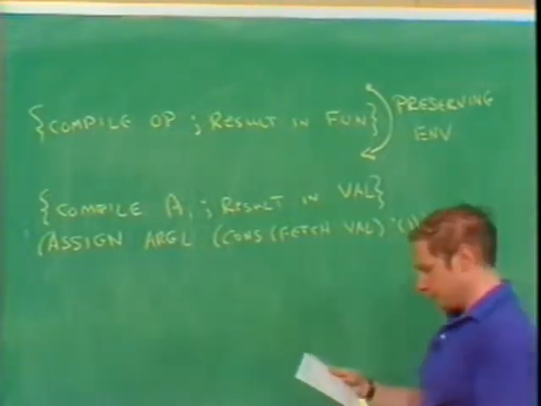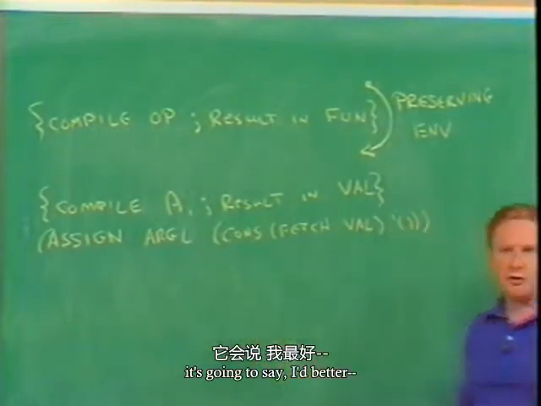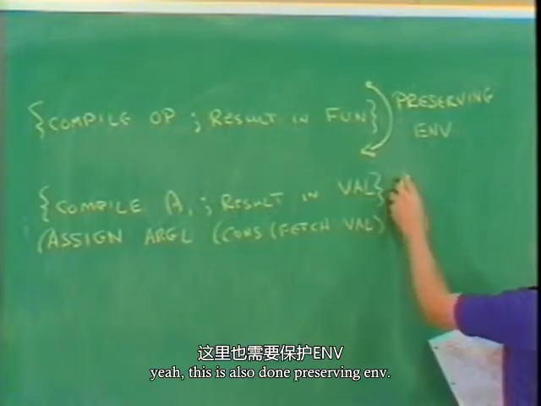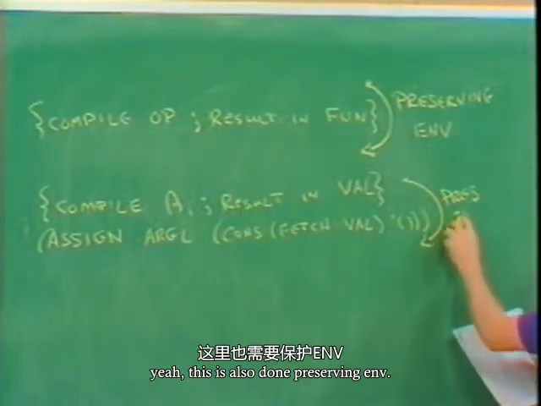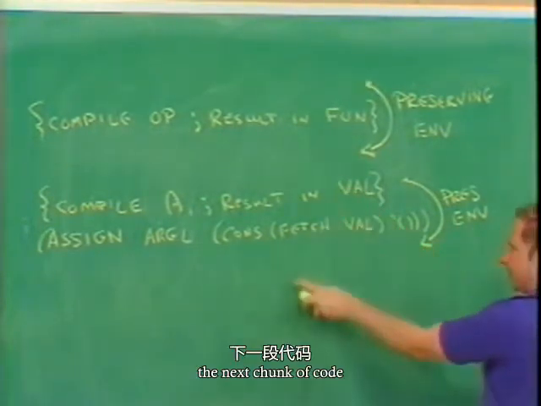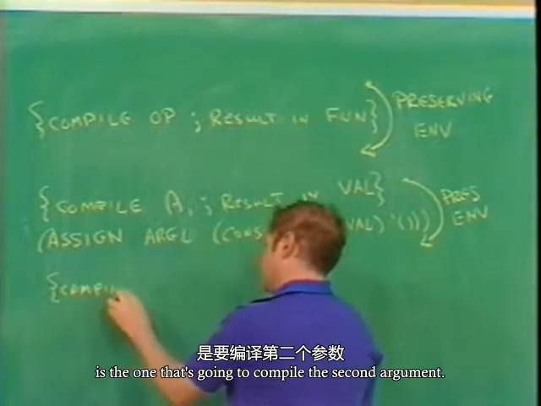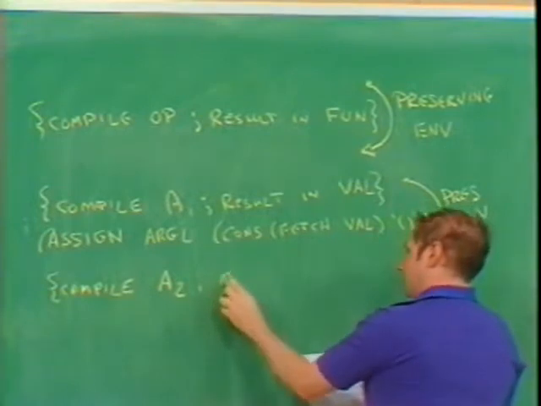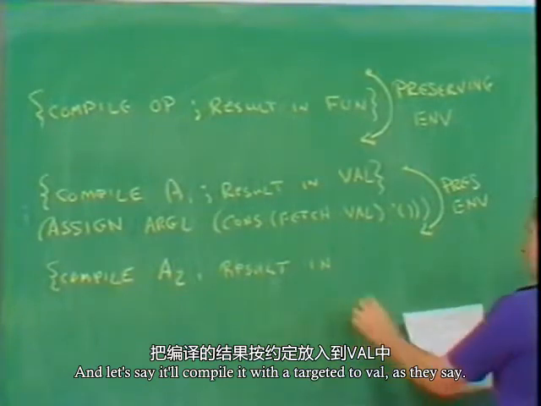Similarly here, after it gets done compiling the first operand, I'm going to need to know the environment for the second operand. So it puts a little note here saying, yeah, this is also done preserving env. All right, now it goes on and says, well, the next chunk of code is the one that's going to compile the second argument. And let's say it'll compile it targeted to val, as they say.